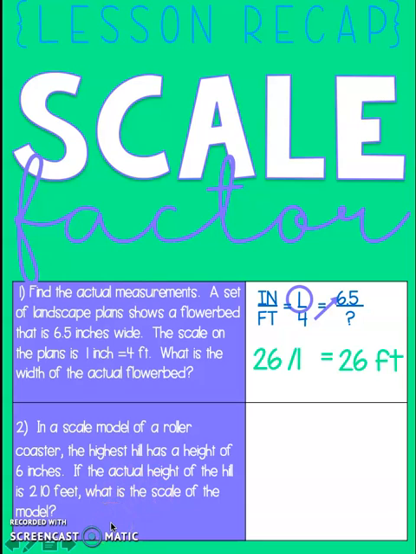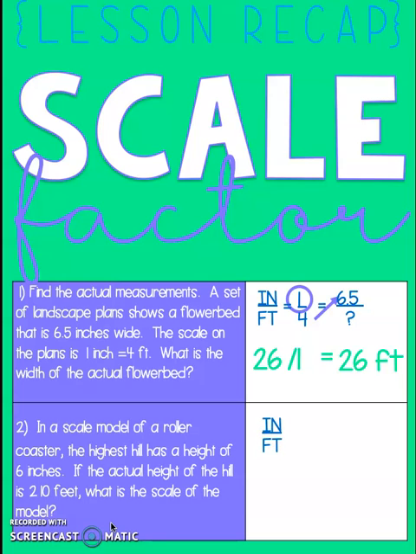It says in a scale model of a roller coaster, the highest hill has a height of 6 inches. If the actual height of the hill is 210 feet, then what is the scale of the model? So this one is just a little bit different because we only have 2 values. We don't have 3. And we don't have the scale. We're solving for the scale.